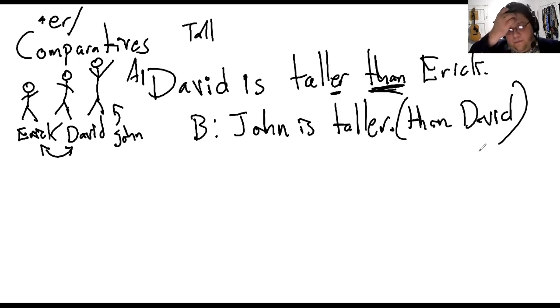So that is comparatives. Now, of course, it can be a little bit different if the word is long. Because as you can see, tall. How many syllables does "tall" have? One, right? It's just tall. That's it. Tall.